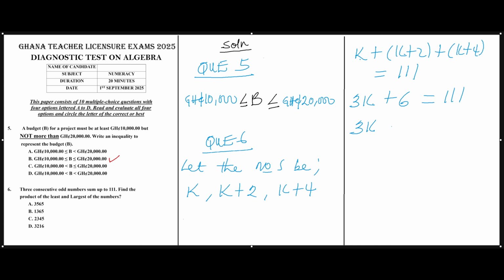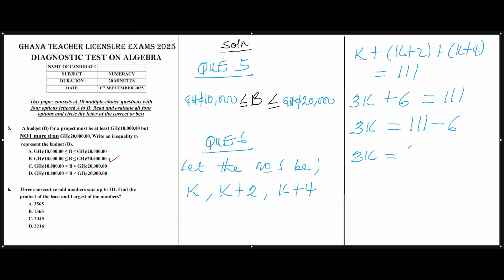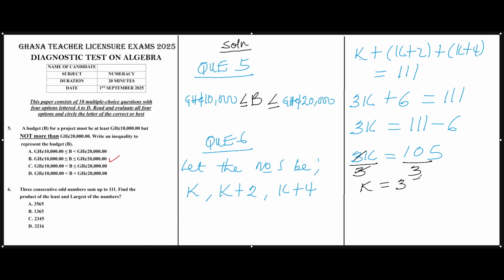You can group like terms. 3k is equal to 111, then we send positive 6 to the right, it becomes minus 6. So 3k is equal to 111 minus 6, we have 105. And since we are looking for k, you can divide both sides by 3. So we have k as 105 divided by 3. We have k to be 35. So now can we list the 3 consecutive odd numbers? If the first one is 35, the second one will be 35 plus 2, which is 37.